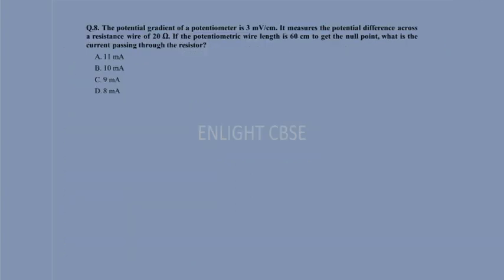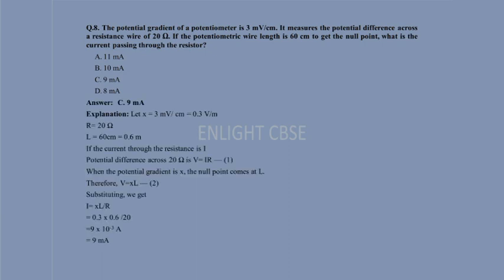Question 8. The potential gradient of a potentiometer is 3 mV per centimeter. It measures the potential difference across a resistance wire of 20 ohms. If the potentiometric wire length is 60 cm to get the null point, what is the current passing through the resistor? A. 11 mA. B. 10 mA. C. 9 mA. D. 8 mA. Answer: C.